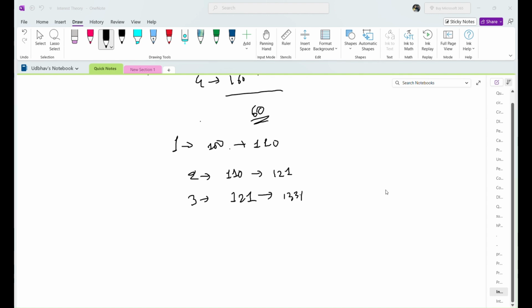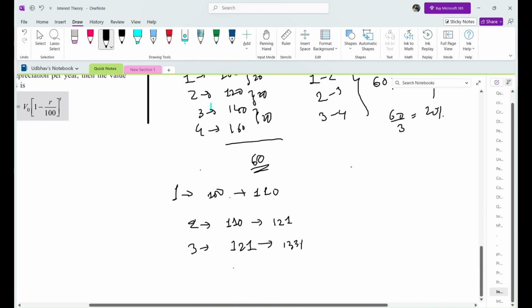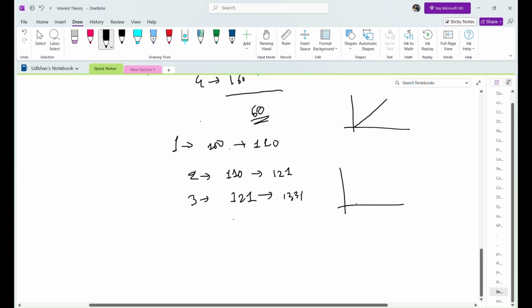So some real life. Okay, so if we look at the graph of this, for simple annual growth, the growth is linear. But for compound annual growth, the graph is curved. It increases like this. First it increases slowly, slowly, slowly, and then after a while it increases rapidly.